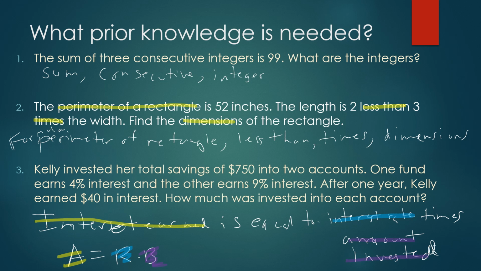Now we have two different accounts with two different interest rates and two different amounts invested, but that's okay. Since it doesn't overlap, we can come up with the equation here. So again, we needed to know this prior knowledge for this equation alone.